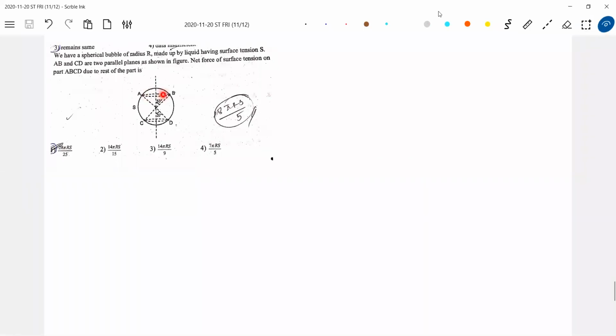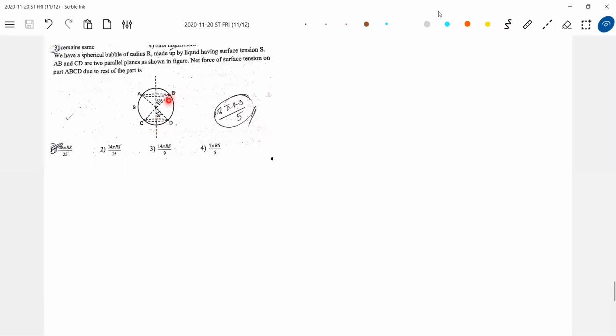Okay, this one is removing this part and is removing this part. We have a spherical bubble of radius R made up of liquid having surface tension S. AB and CD are two parallel planes as shown. Neglect force of surface tension on the part ABC due to rest of the part. Okay, not neglect, net force. Net force of surface tension on part ABCD due to rest of the part.